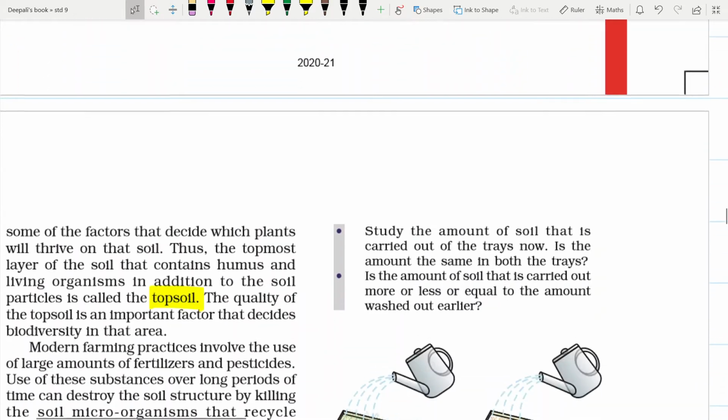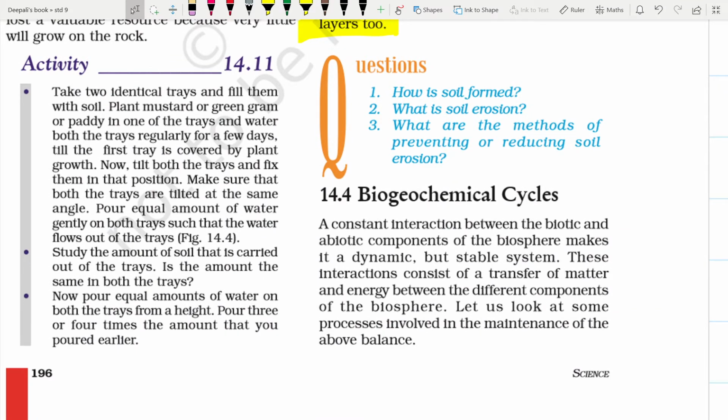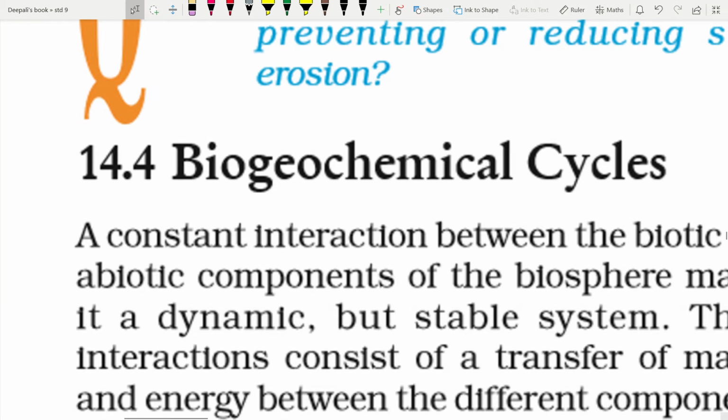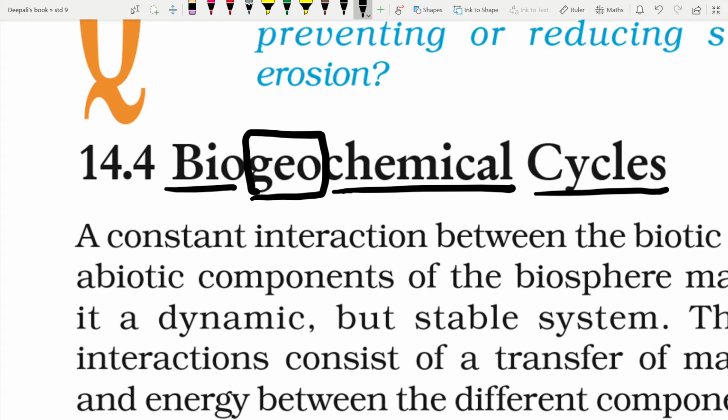Today's session, we are going to study about Biogeochemical Cycle. Now, what is Biogeochemical Cycle? Bio means related to Biosphere, Geo means earth, and chemical means the substances which are around us. We know they are chemical substances. And cycle, that is a circular arrangement where the starting and ending point is same.